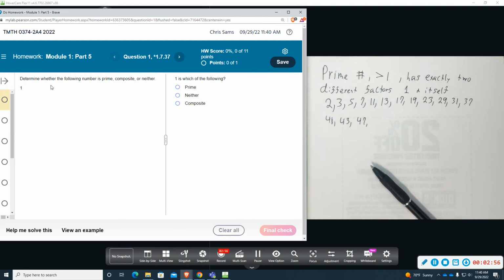So this first question is asking, is 1 prime, composite, or neither? I think it would fit in the neither category. Composite would be having more than 2 different factors. 1 and 0, I think they would fit into the neither category.